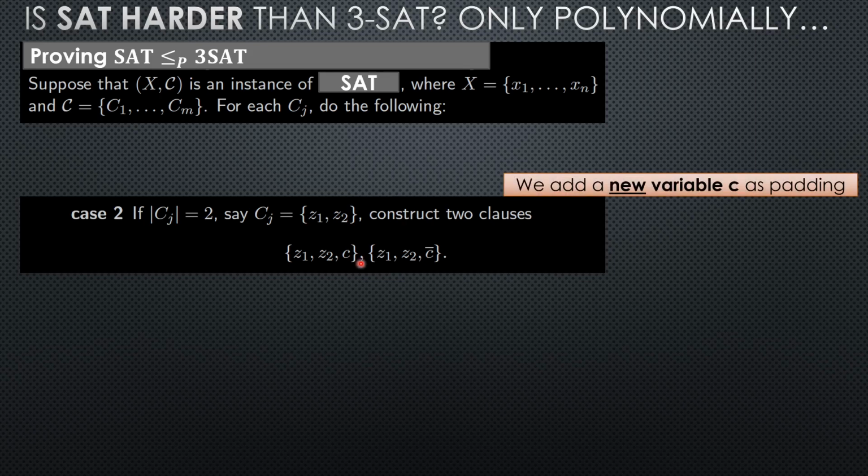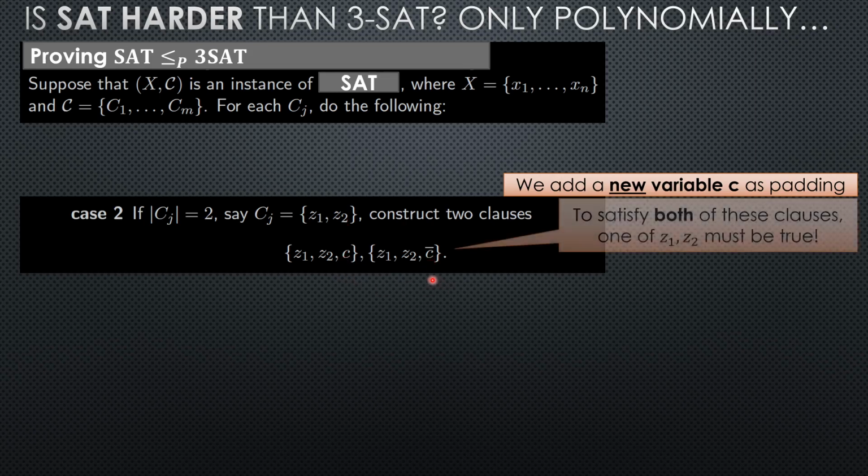So here's what we're doing. We're adding a new dummy variable c that isn't used anywhere else in the formula. It's a new variable that doesn't appear anywhere else in the formula. And we're adding it to pad out this clause from 2 terms to 3, right? But we're letting this variable occur as a positive literal in one of the 2 clauses and a negative literal in the other of the 2 clauses.